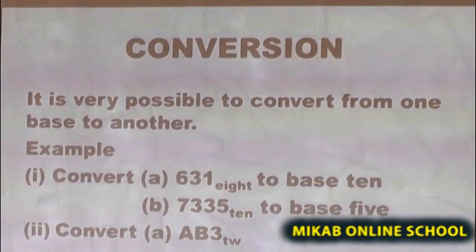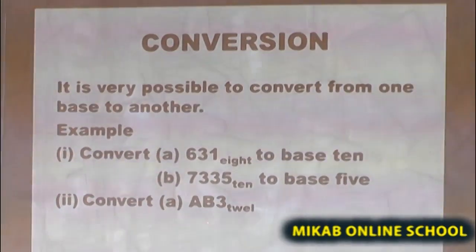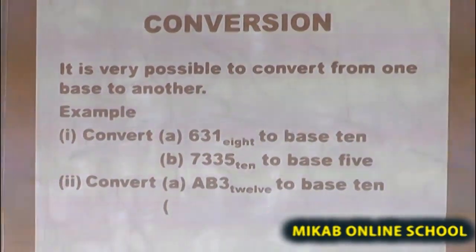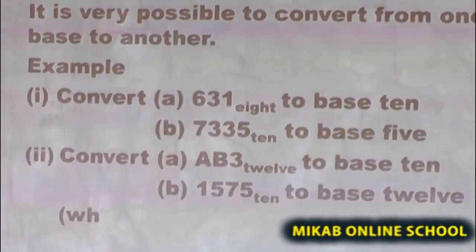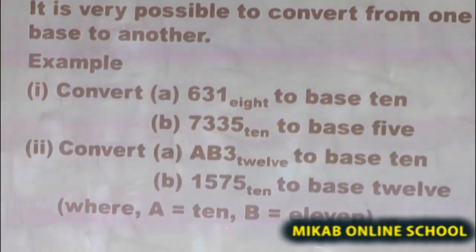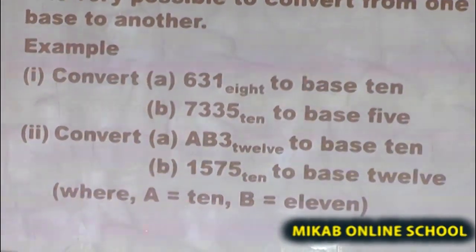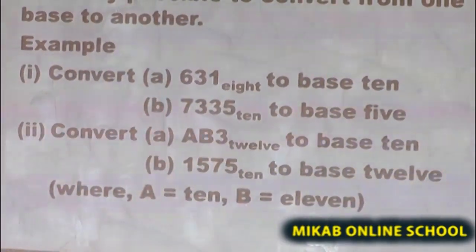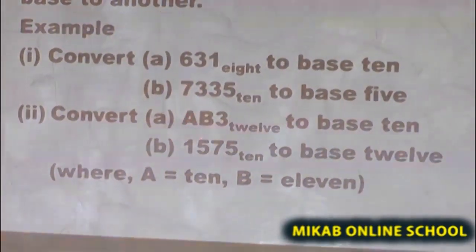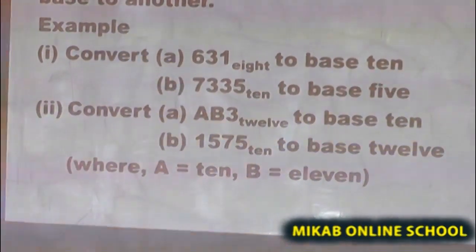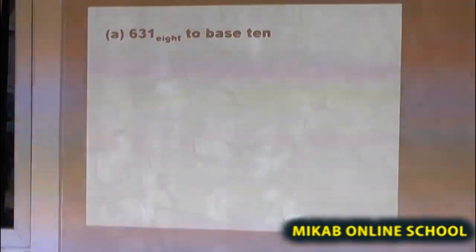I have another question, AB3 base 12 to base 10. Then 1575 base 10 to base 12. Remember, from what we borrowed from our English teacher, A equals 10 and B is 11. So don't be confused or scared when you see AB3 base 12. Alright? So let's look at how we do this together.